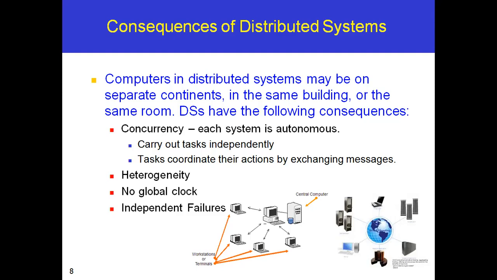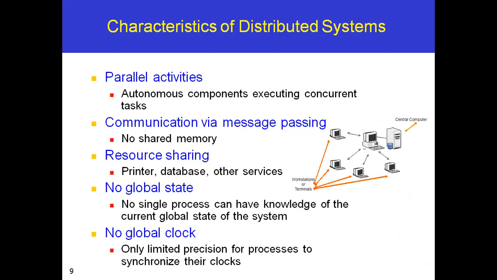And the failures are also independent. The meaning of independent failure is this; see the diagram below. This is the central computer or server. These four clients are connected to this central computer. If one system fails, that is independent. The failure doesn't impact another system. The rest will be working fine along with the central computer. This is the meaning of independent failure. The failure of one system may not affect the other system. These are the consequences of a distributed system.